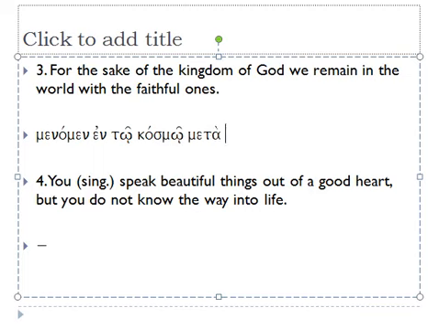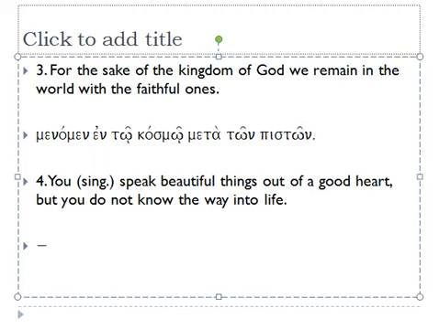The faithful ones, probably just a substantival use of the adjective pistos, meaning faithful. And we'll want this to be genitive, plural, masculine. So meta ton piston.